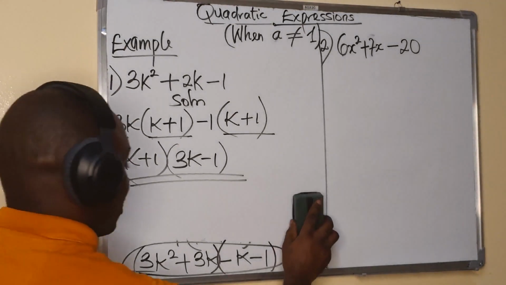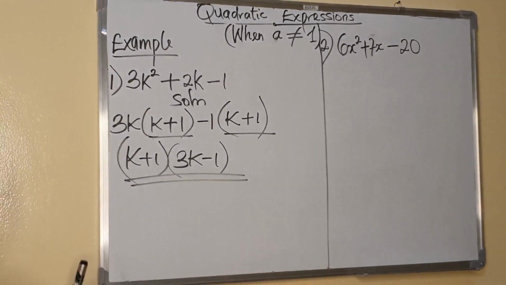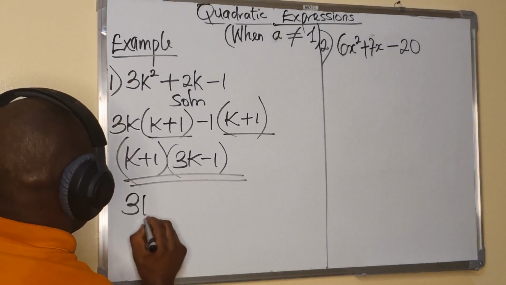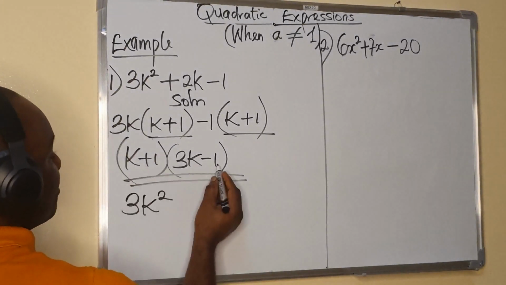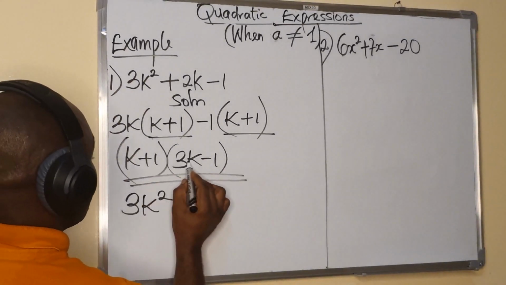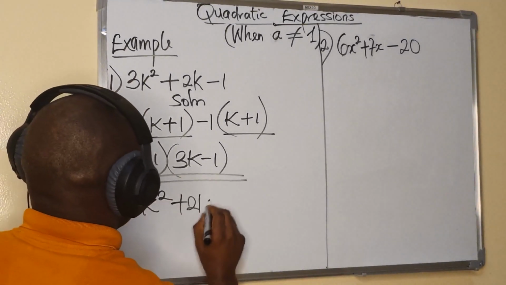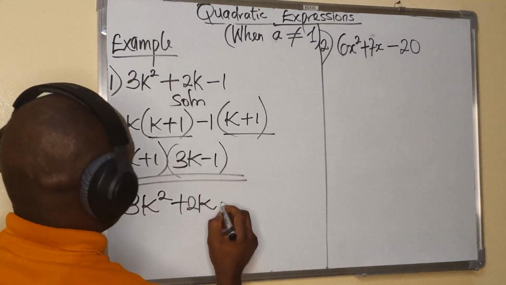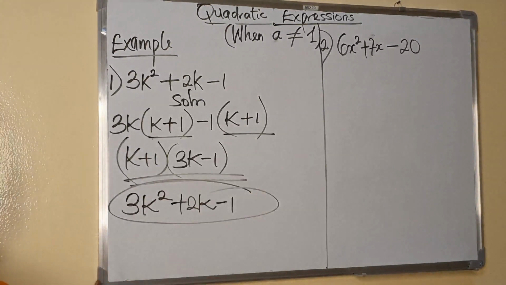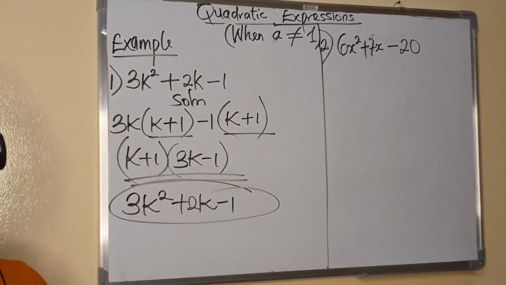To check if you actually got the answer right, all you need to do is to expand this bracket. And when expanded, notice that k times 3k is 3k squared. K times negative 1 is negative 1k. Negative 1k add 1 times 3k will give you positive 2k. And then 1 times negative 1 will give you negative 1. Now look at the question, look at the answer. Compare them and notice that we have factorized it correctly.